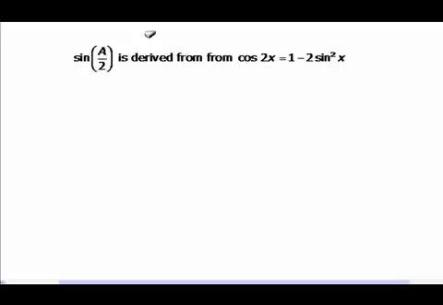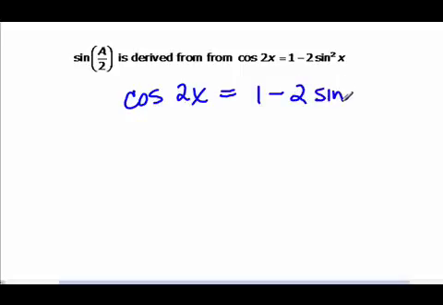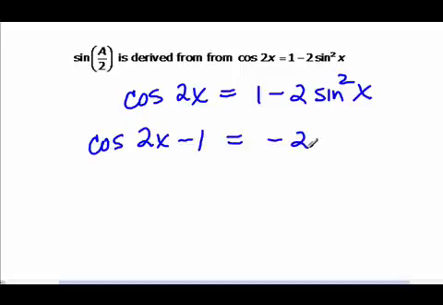Where this identity comes from is the double angle identity, cosine 2x equals 1 minus 2 times sine squared x. So let's start with that true equation: cosine 2x is equal to 1 minus 2 sine squared x. And let's solve this for sine of x. Let's start by subtracting 1 from both sides, which gives us negative 2 sine squared x. Let's divide both sides by negative 2.